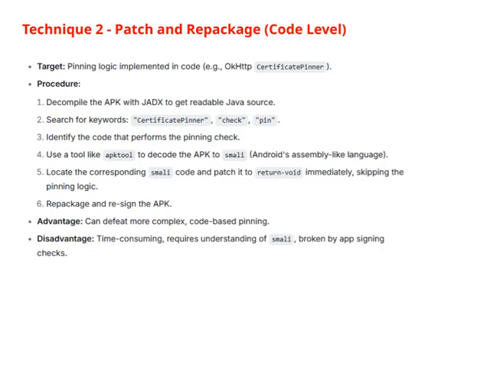Now, let's move on to Technique 2, which is patch and repackage at the code level. This approach involves directly modifying the application's code to address vulnerabilities or add new features. It's a more hands-on method that requires a good understanding of the application's structure and logic. The key idea here is to identify the specific parts of the code that need fixing and then patch them accordingly. Sometimes, this means injecting new code or reworking existing code to improve security or functionality.